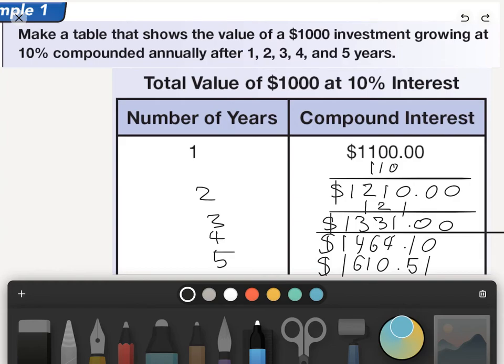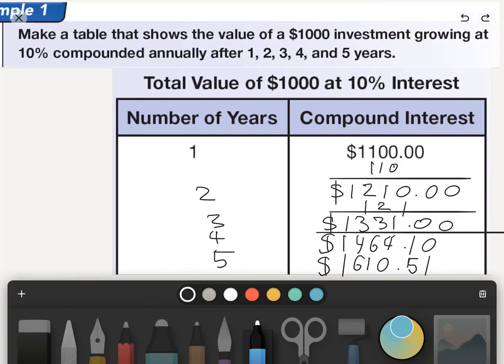That's why this is a little unrealistic. I'm saying now this is an investment, where you're getting the money. But it's a good example of why, if this was how much you owed on a credit card instead of your investment, how fast that would start to get out of control. The actual example is: make a table that shows the value of a $1,000 investment that's growing.